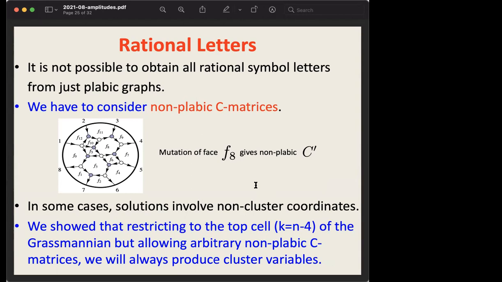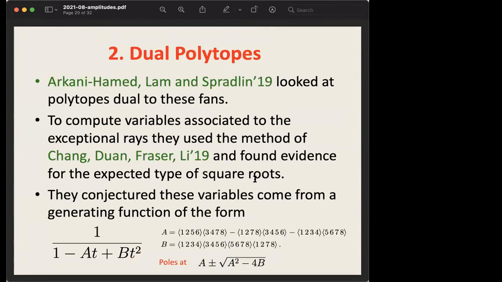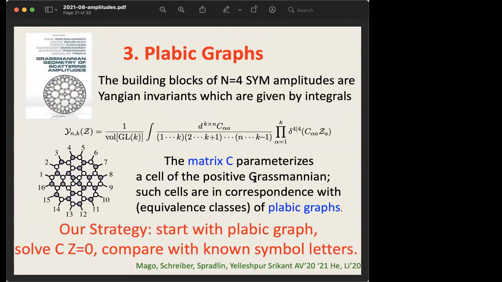And then I have a comment: this way of talking about C dot Z equals 0 and so on is very clean and a nice formal statement about the Plabic graphs. But I think there's something very physical about it. These are, after all, leading singularity diagrams. They're not random things. And these functions you get associated with the facets are associated with the geometry of the leading singularity solutions.